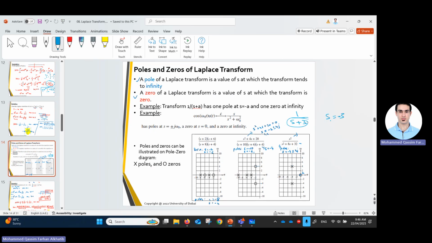So in this case, if s equal -3, what will be the value here? Infinity, because I'm dividing by 0. So in this case, the system will not be stable. So poles are highly associated with stability.